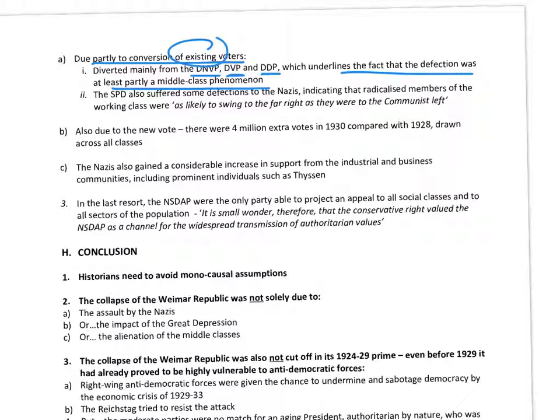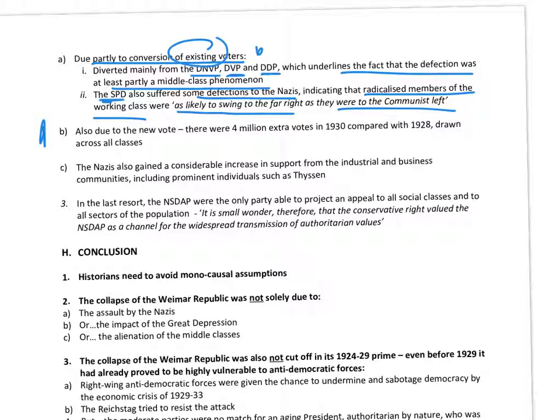However, the SPD also suffered some defections to the Nazis. It's not as simple as to say that the working class suddenly switched all their vote over to the communists. That didn't happen. The SPD on the whole retained a lot of their vote, but they also suffered some defections to the Nazis, which indicates that radicalised members of the working class were as likely to swing to the Nazis on the far right as they were to the communist left. Okay. So that's the existing voters.